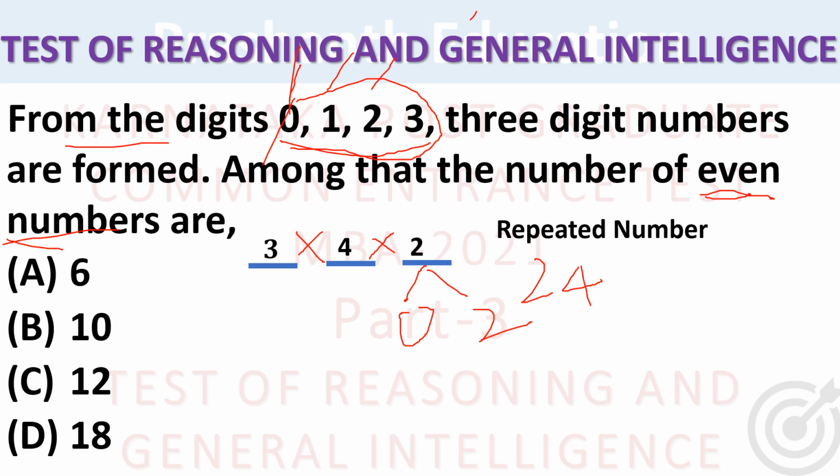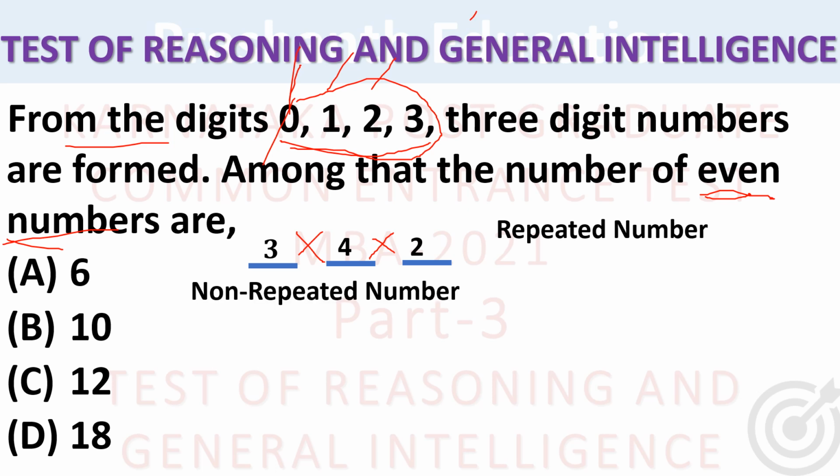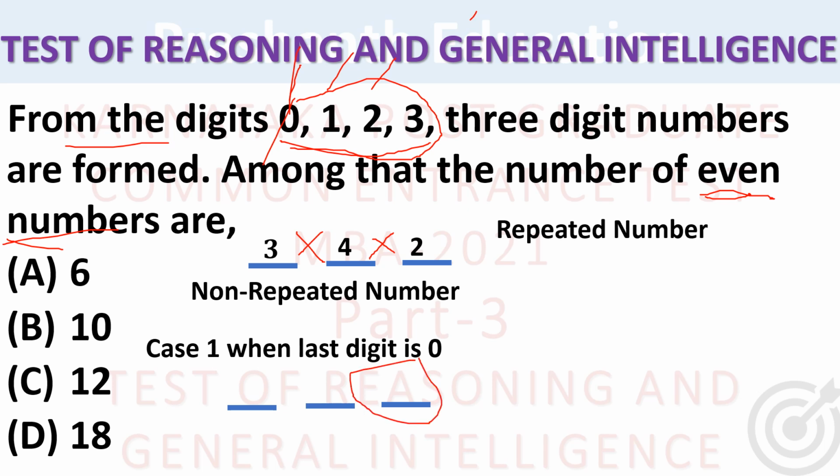24 is not there here. So it's not a repeated number. Obviously we need to see the next one, which is the non-repeated numbers. Now in non-repeated numbers there will be two cases. Case 1 will be when the last digit is 0. So if I put 0 here, I can put only 0 here, so there is only one number which I can put over there.